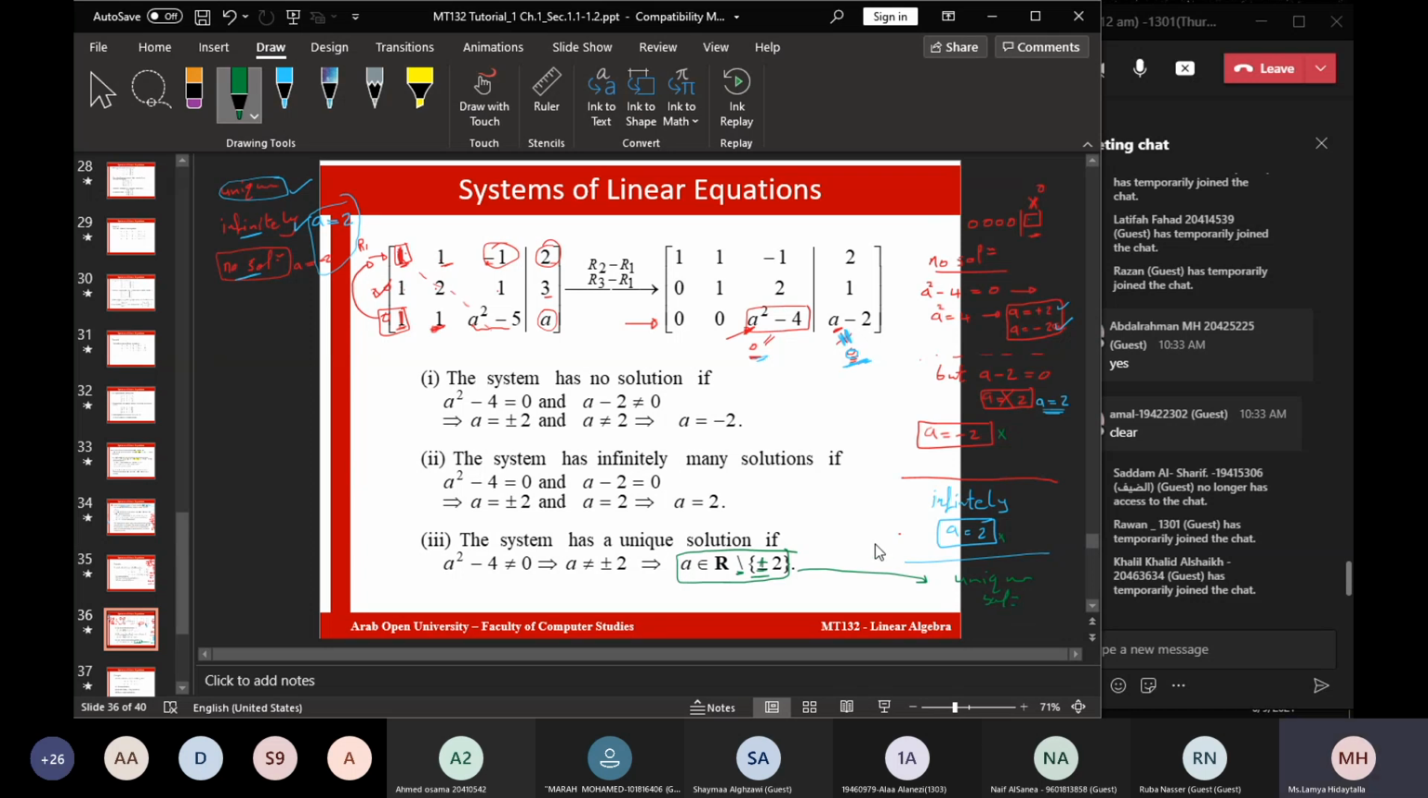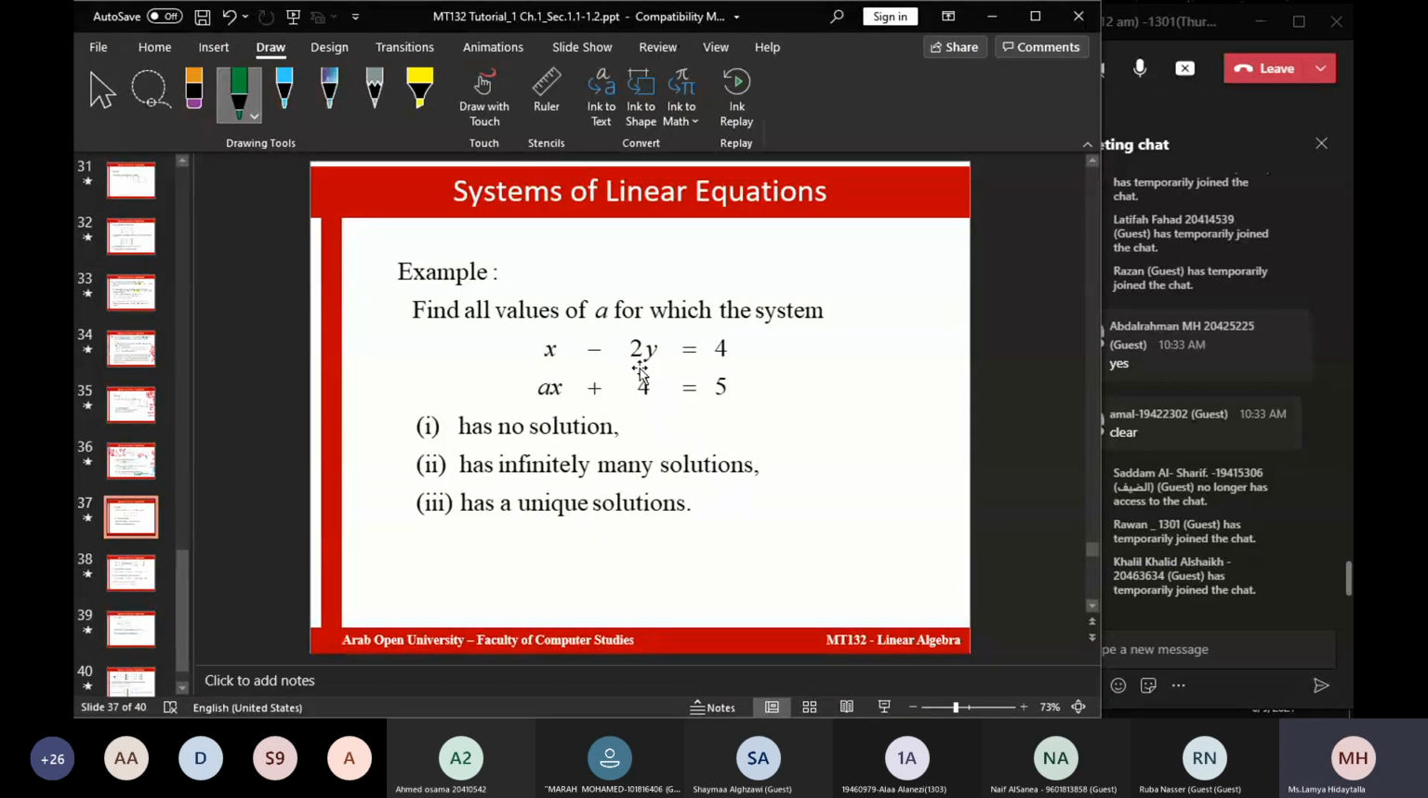Is it clear? Any question here? So this will give me a unique solution. So I exclude the value for infinitely many and the value for no solution. Okay, I got the values. So every other number which is not this one and this one will have a unique solution. Okay.